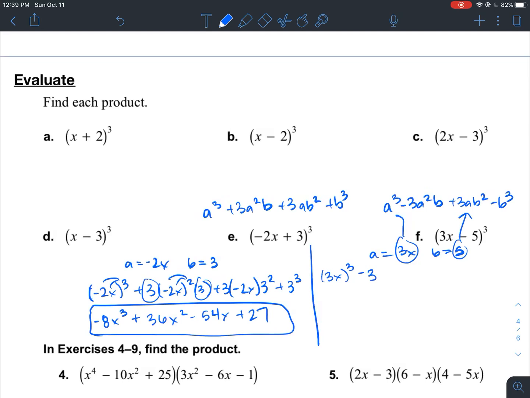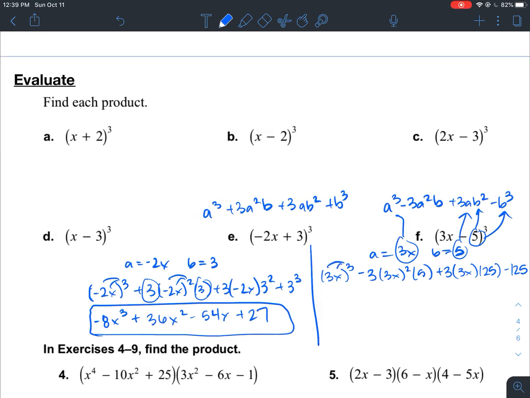Minus 3 times a, that's 3x squared, and then b is 5. Plus 3 times a, which is 3x, times 5 squared, which is just going to be 25 when I square that. Minus 125, because 5 cubed is 125.